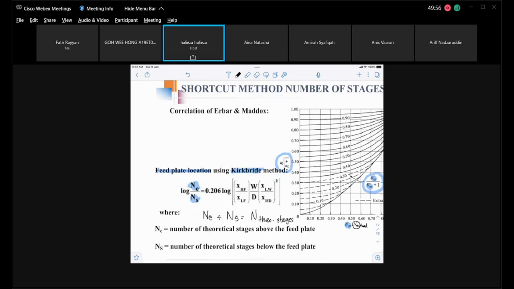Should it be the number of theoretical stages or the number of plates? Somebody answer me. Should it be stages or plates? Stages. You sure? Anybody else want to give a different answer? Stages. Everybody says stages. Yeah, because the reboiler, if you were to consider the plates, is not considered a plate. It's a stage.